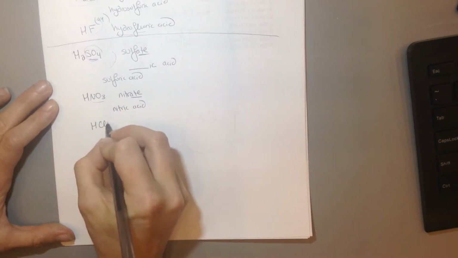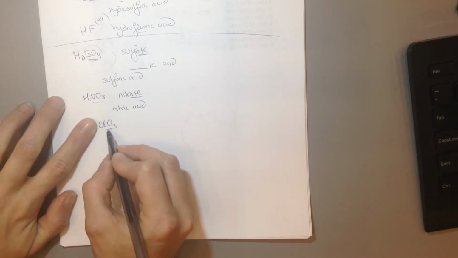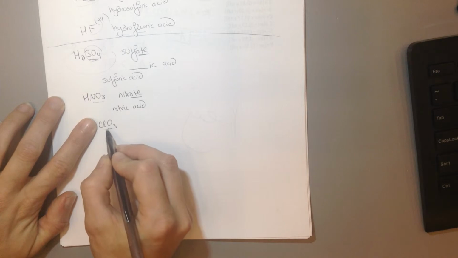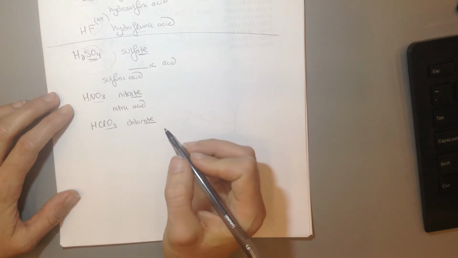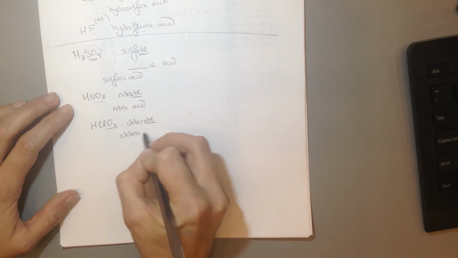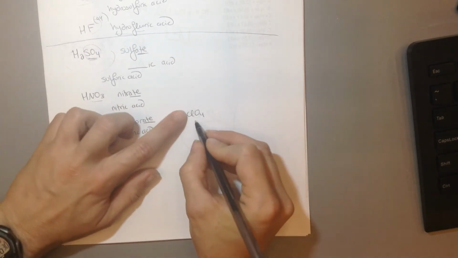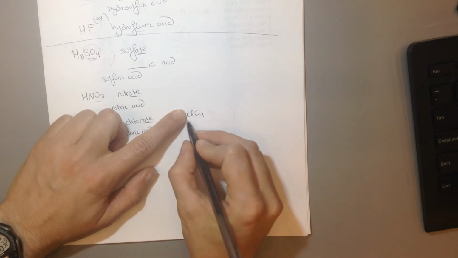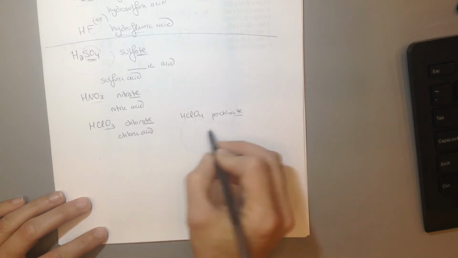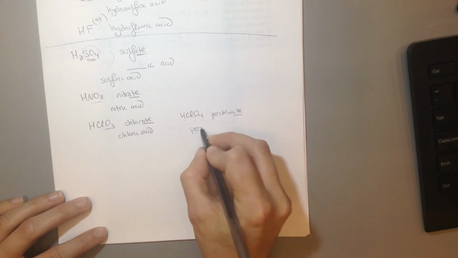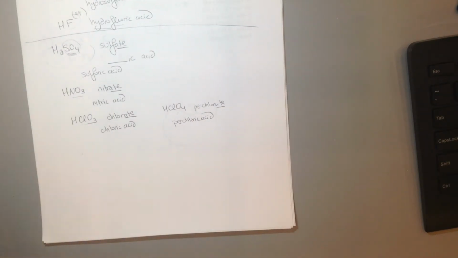How about this? What's the name of this one? Chlorate. So what's the name of the acid? Chloric acid. All right, let's do another one. HClO4. What's the name of that? Perchlorate. So what's the name of this acid? Perchloric acid. Good. Great. All right, so that's ate to ic.